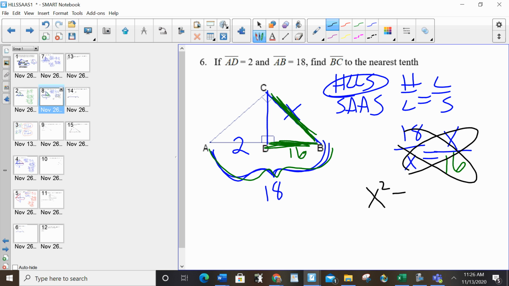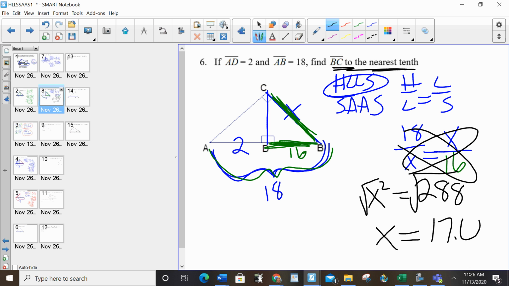X times X is X squared. 18 times 16, you can use your calculator if you need to. It's 288. Square root of both sides. It's asking for BC to the nearest tenth. So when you put radical 288 into the calculator, you get 17.0.